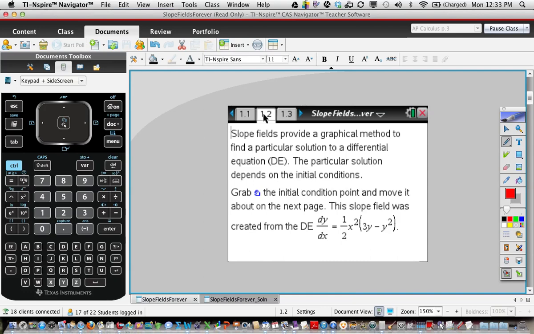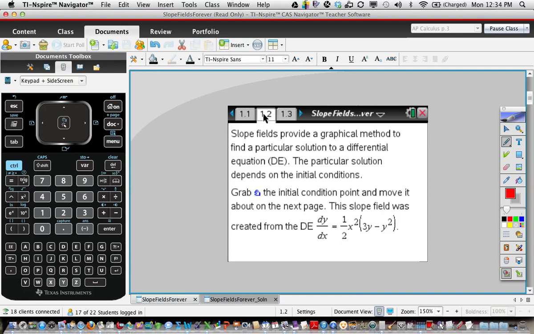All right, so before we move on to the next page, it says slope fields provide a graphical method to find a particular solution to a differential equation. The particular solution depends on the initial condition. So, again, let's shake the rust off here a little bit from quite a bit ago. Back in Chapter 2, we did this work with differential equations. We did some work with it in Chapter 3 as well, as we were learning some of those derivative rules, but mostly in Chapter 2, so it's been a while.